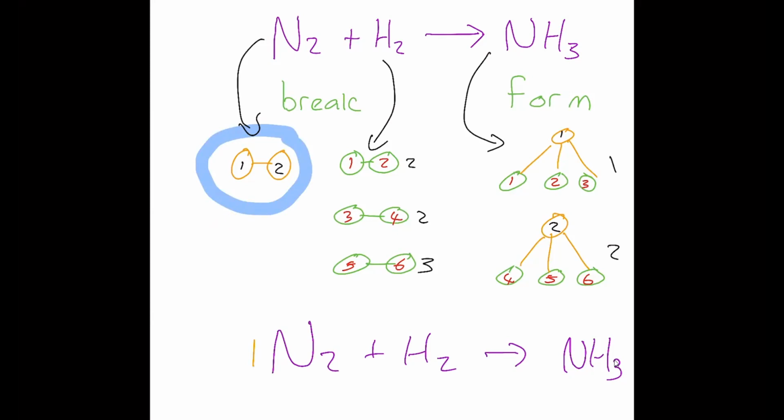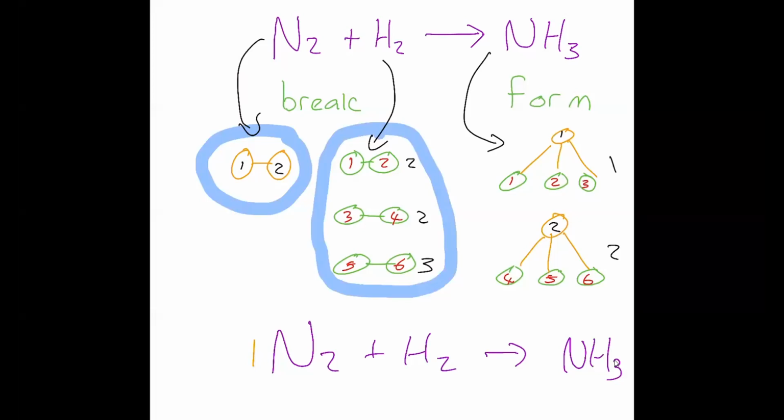Cool, then I have to count all my hydrogens. Not the atoms, there's 6 atoms, that's correct. But how many molecules do I have? 3. Correct, it's 3 molecules. So I need to write a 3 over there. And then on the far right-hand side, I have to count the total number of molecules here. That's 2, correct, and that's a 2.